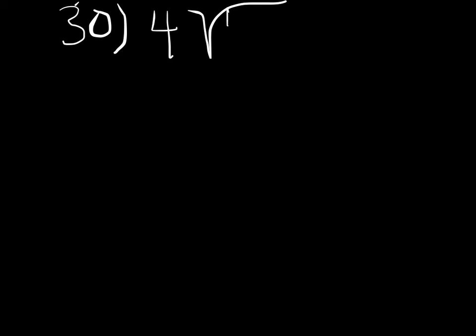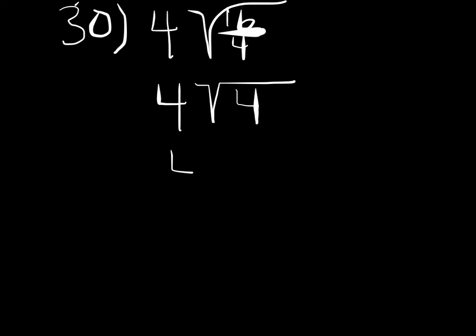Okay, let's take a look at number 30. So I've got 4 times the square root of 16 divided by 4. Now I can tell that 16 divided by 4 is 4. If that wouldn't divide, I would rewrite that as the square root of 16 over the square root of 4. But 16 divided by 4 is 4. And the square root of 4 is 2, so it's going to be 4 times 2. There's not going to be anything under the radical, and 4 times 2 is 8.